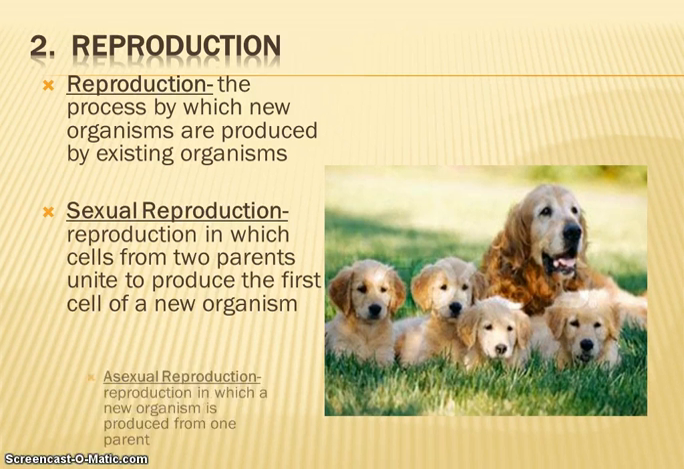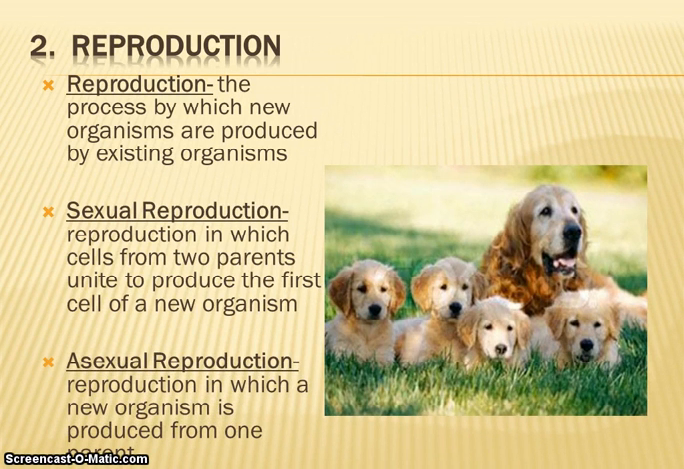And there's 2 types of reproduction. There's sexual reproduction and there's asexual reproduction. Sexual reproduction is where you have 2 parents of opposite gender. One's providing a sperm cell, one's providing an egg cell. Those 2 reproductive cells join to make the first cell of a new organism. That'd be called a fertilized egg.